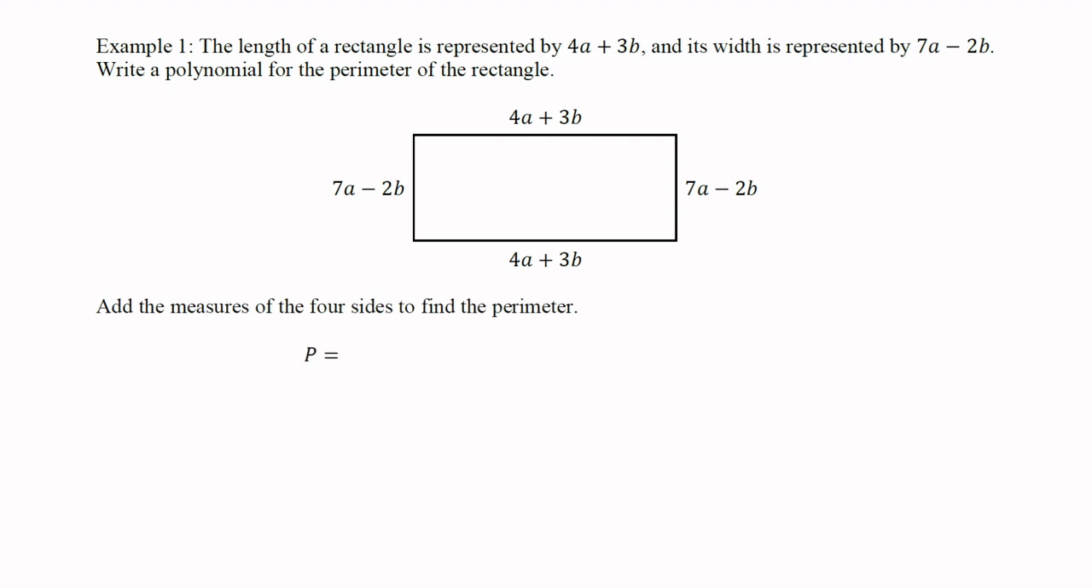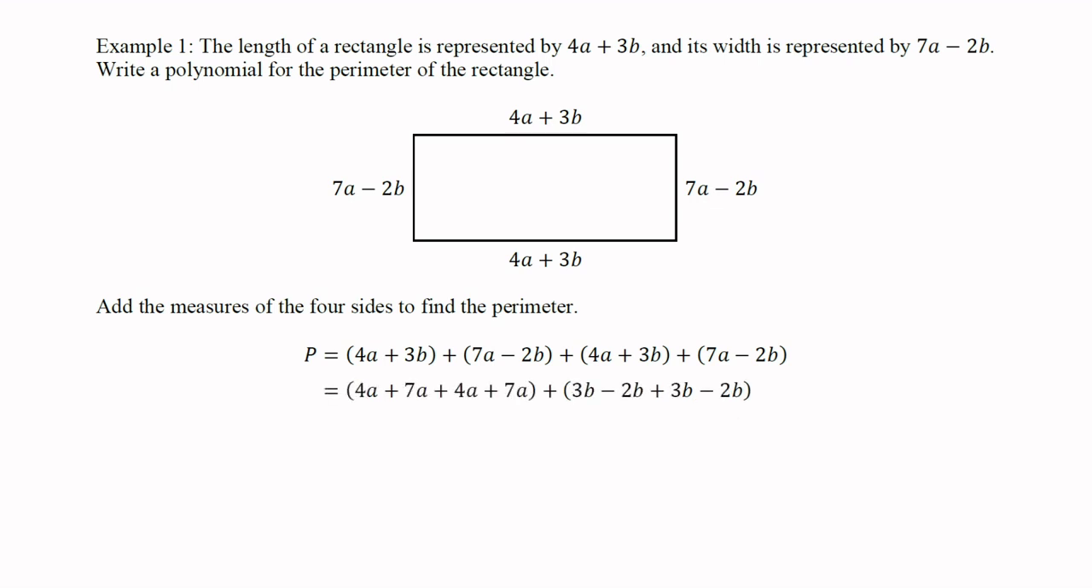So we are going to take 4a plus 3b, add it to 7a minus 2b, add it to 4a plus 3b for the bottom, and then finally 7a minus 2b for the other side. Now all that's left to do is collect our like terms and then combine them. And we end up with a perimeter of 22a plus 2b.